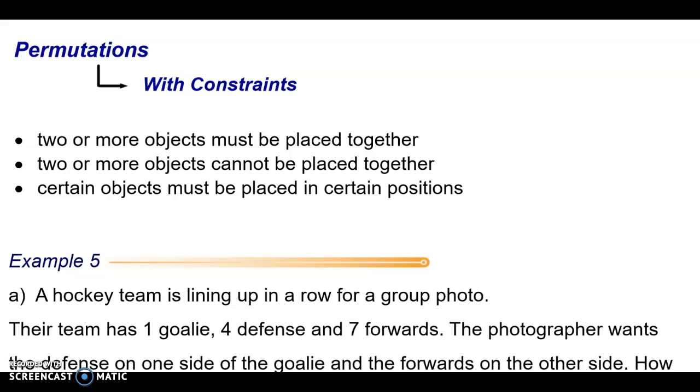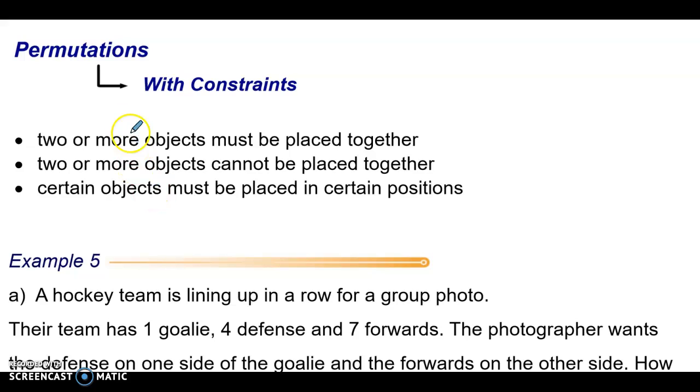Section 2.3, Permutations with Constraints. We're going to look at some examples where there are two or more objects that must be placed together, two or more objects cannot be placed together, and certain objects must be placed in certain positions.